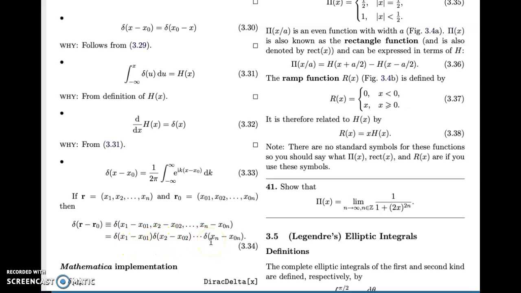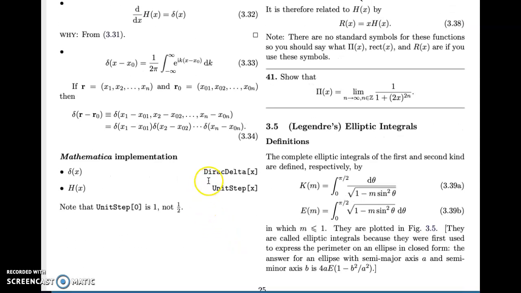So a simple example would be if R is in ordinary three-dimensional space, you've got x, y, z, then delta of R minus R0 is simply delta x minus x0 times delta y minus y0 times delta z minus z0.